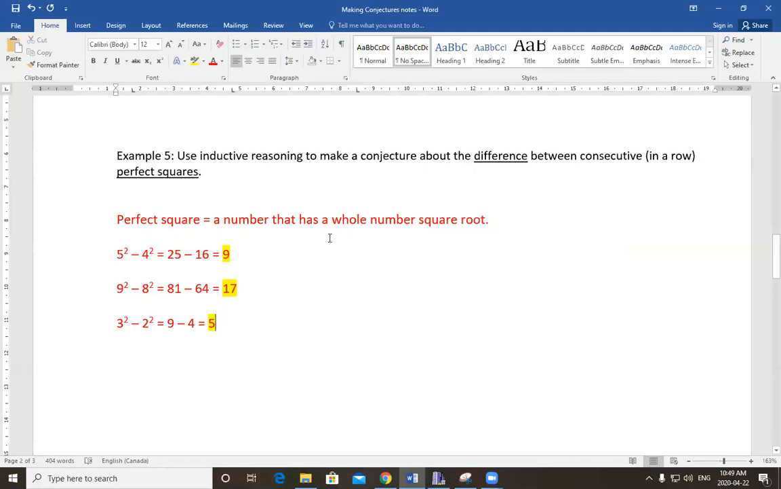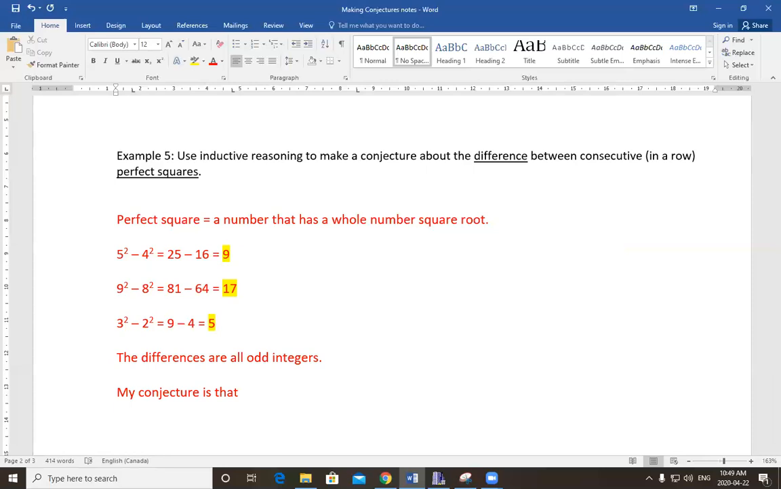So what do we have here? We have 9, we have 17, and we have 5. What's a pattern? Well, they're odd numbers. Sorry, they're odd integers. So the differences are all odd integers.